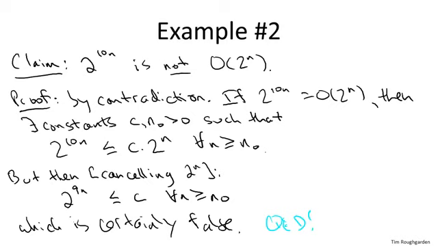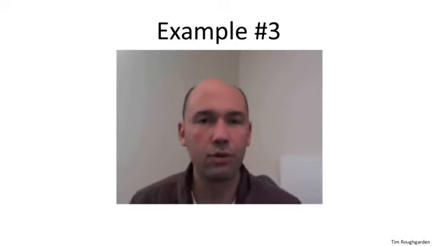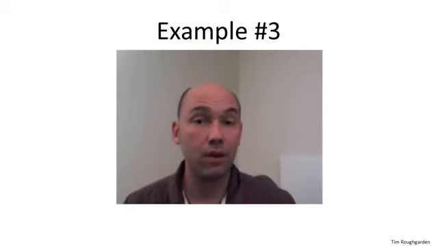This means our assumption was not the case, and indeed it is not the case that 2 to the 10n is big O of 2 to the n. So our third and final example is a little bit more complicated than the first two. It'll give us some practice using theta notation.